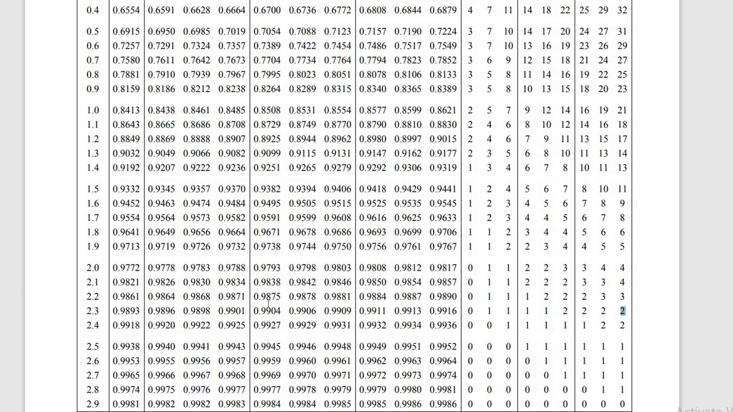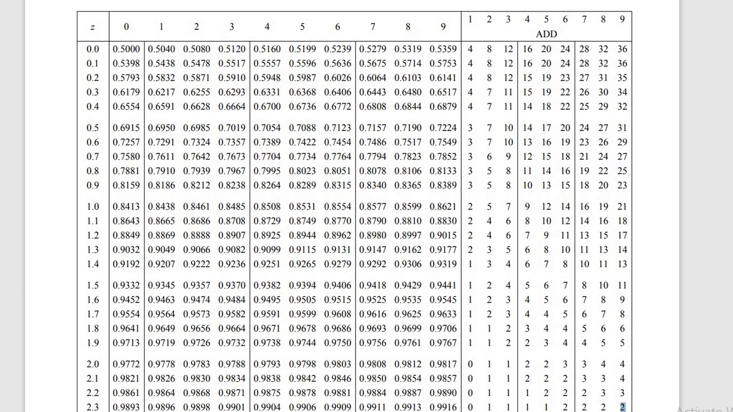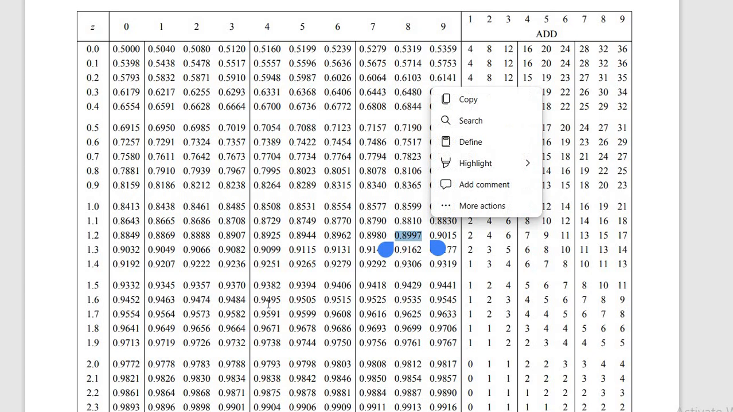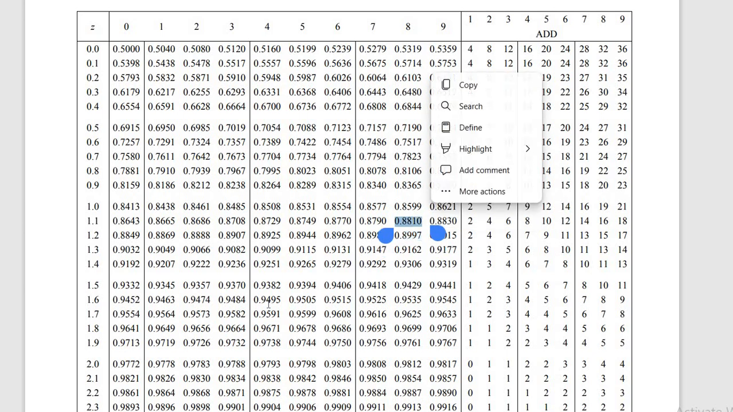A bit trickish. 0.1 is not there directly. Let me look for something like 0.9 or 0.999 that can approximate to 0.1. Okay, look at this: 0.8997 or 0.8810. They are close to, they are strong 0.9.